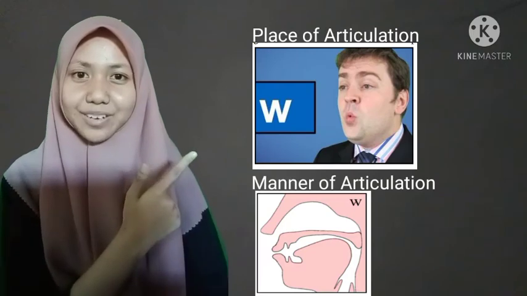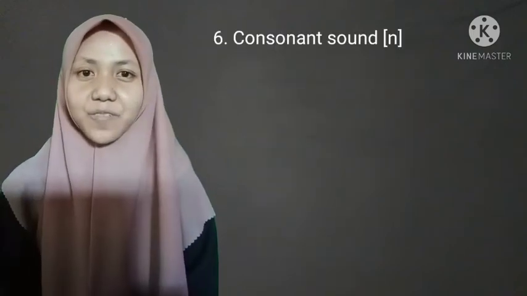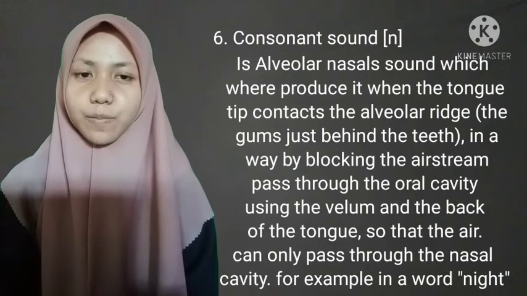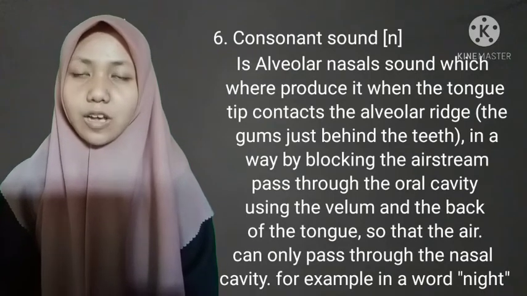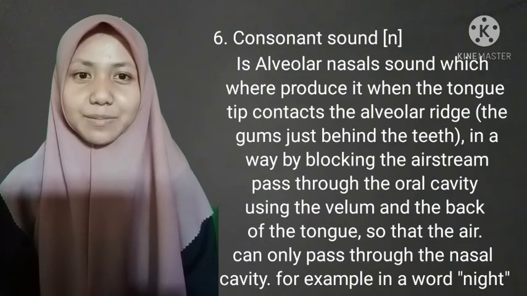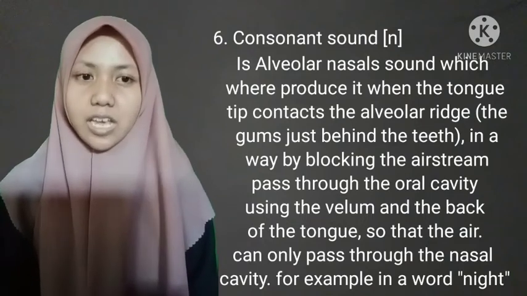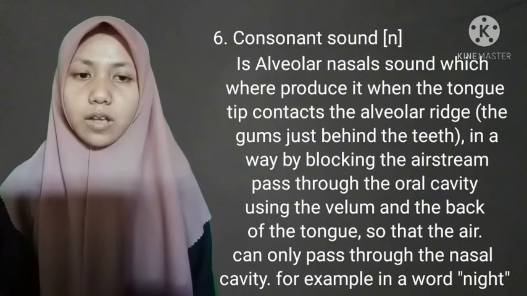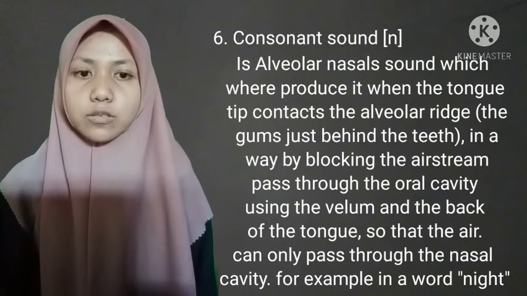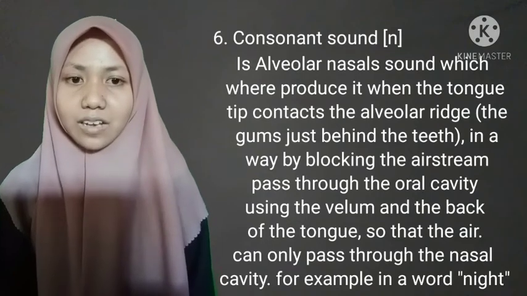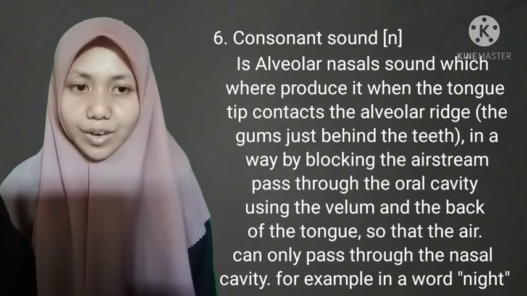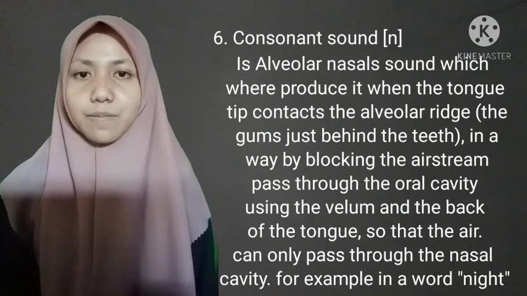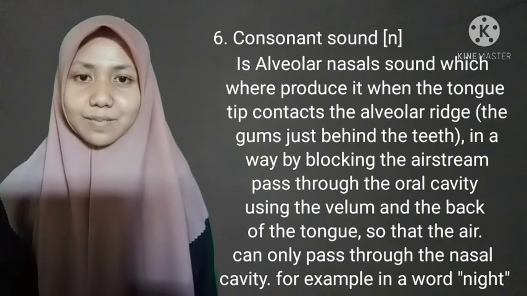Like that picture. 6. For consonant sound N, it is an alveolar nasal sound, which is produced when the tongue tip contacts the alveolar ridge or the gums just behind the teeth, in a way that blocks the air stream passing through the oral cavity, using the velum or soft palate and the back of the tongue, so that the air can only pass through the nasal cavity. For example, in the word night.